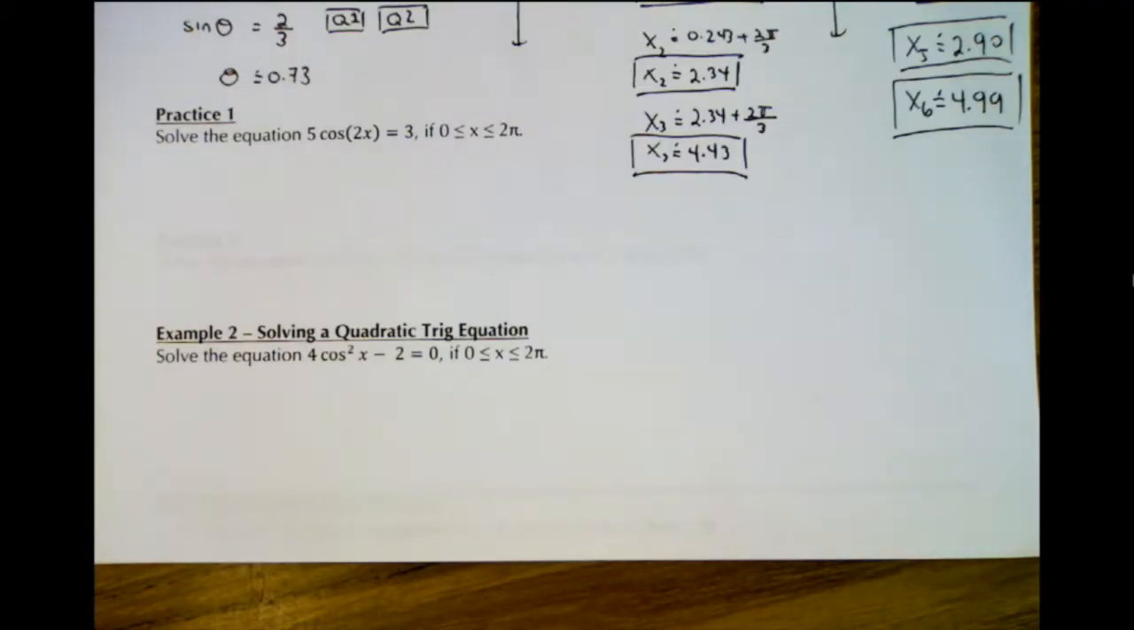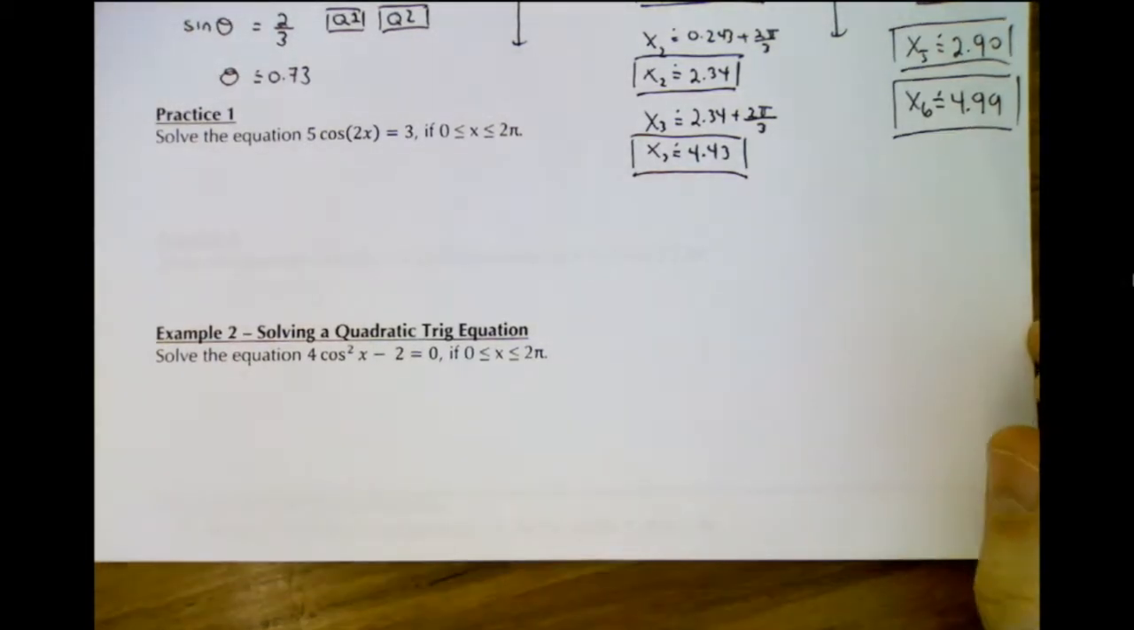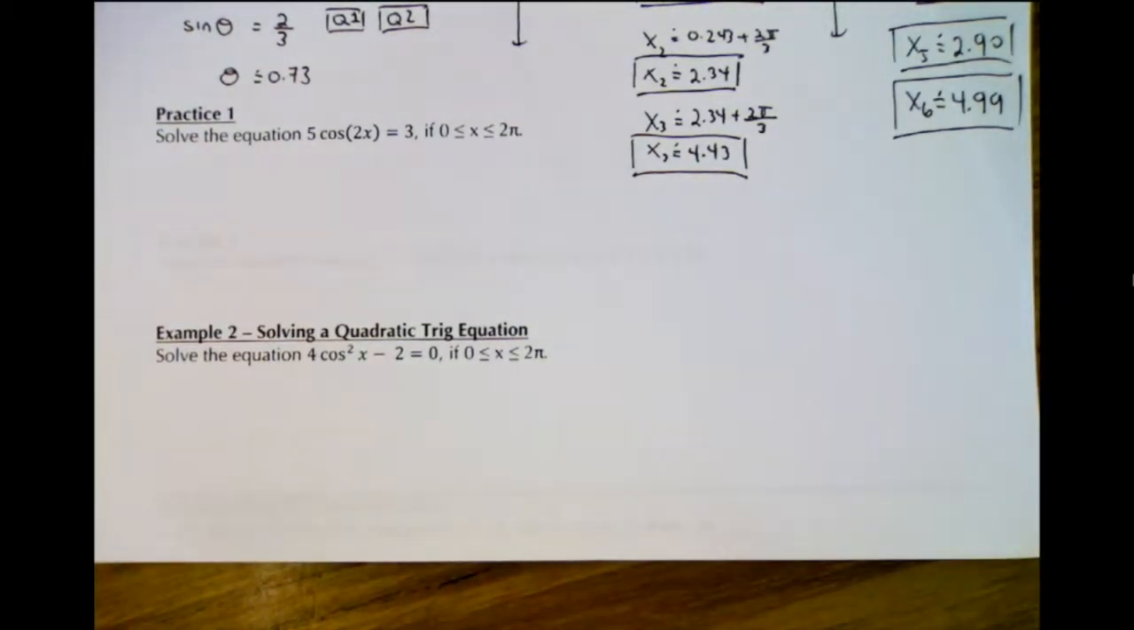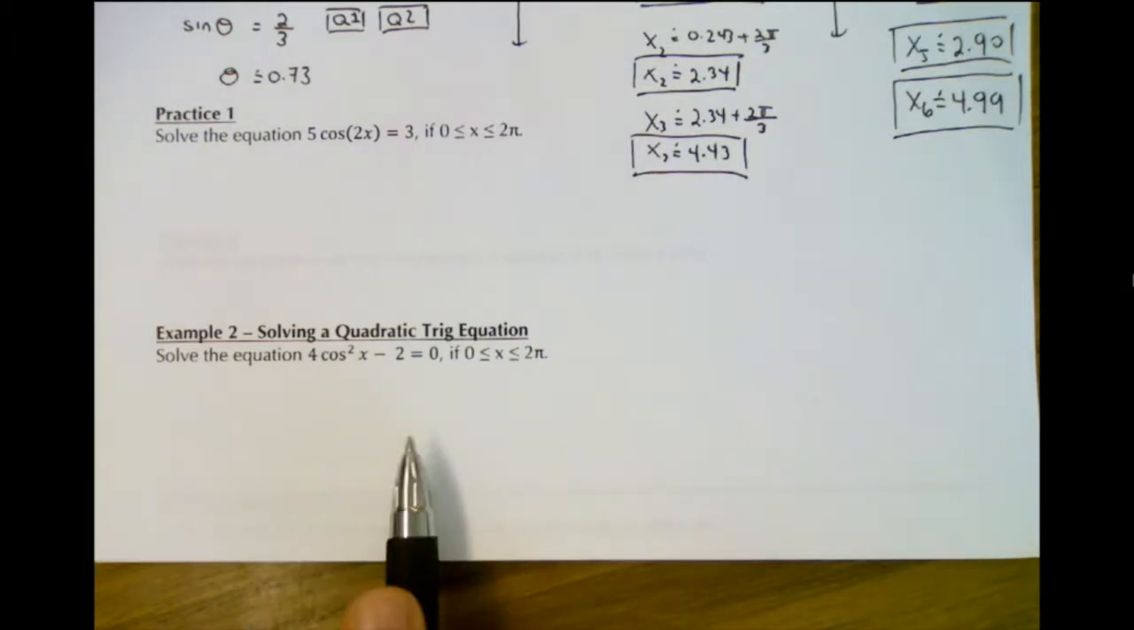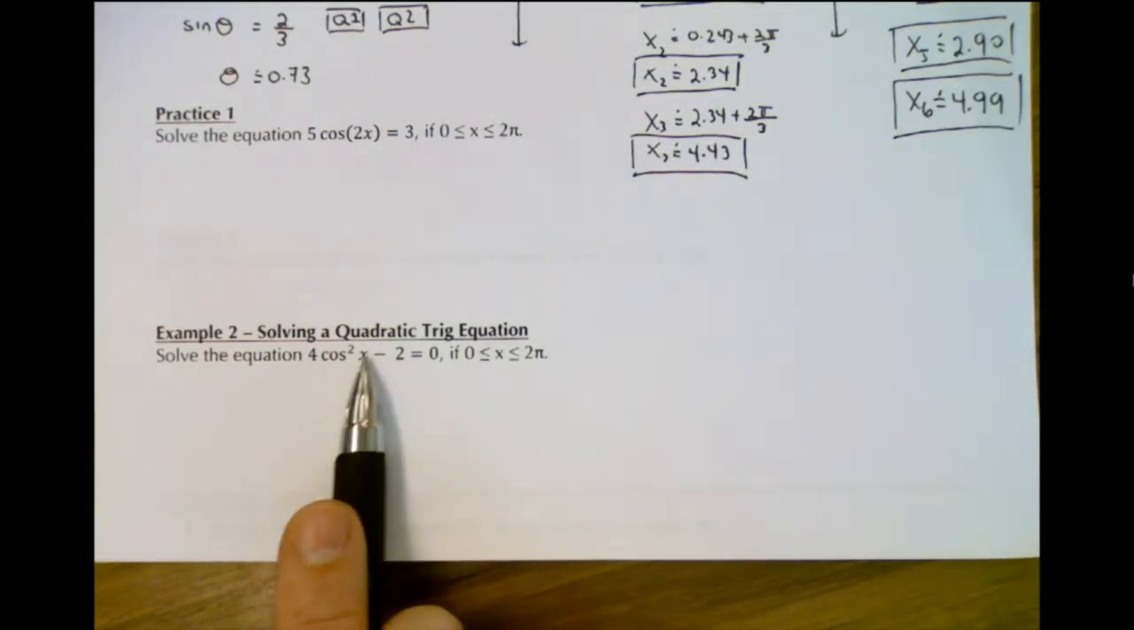Okay, this is part 2 of solving quadratic trig equations, and now we're actually going to tackle a quadratic trig equation rather than just a linear equation. Our first example will just be solving when you have a single quadratic term. So our single quadratic term in this case is just this cos squared x. Notice we don't have just a cos x, just the cos squared x.